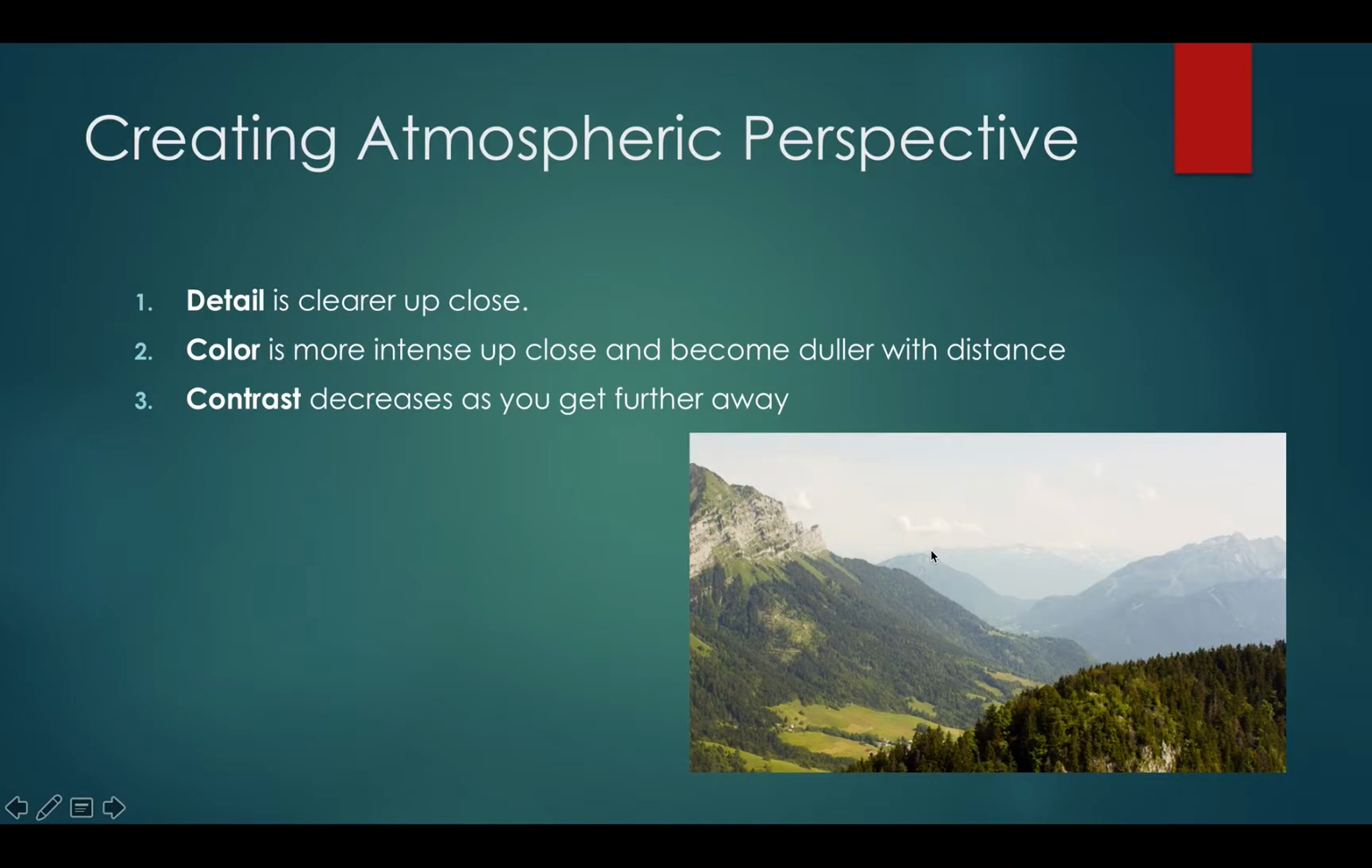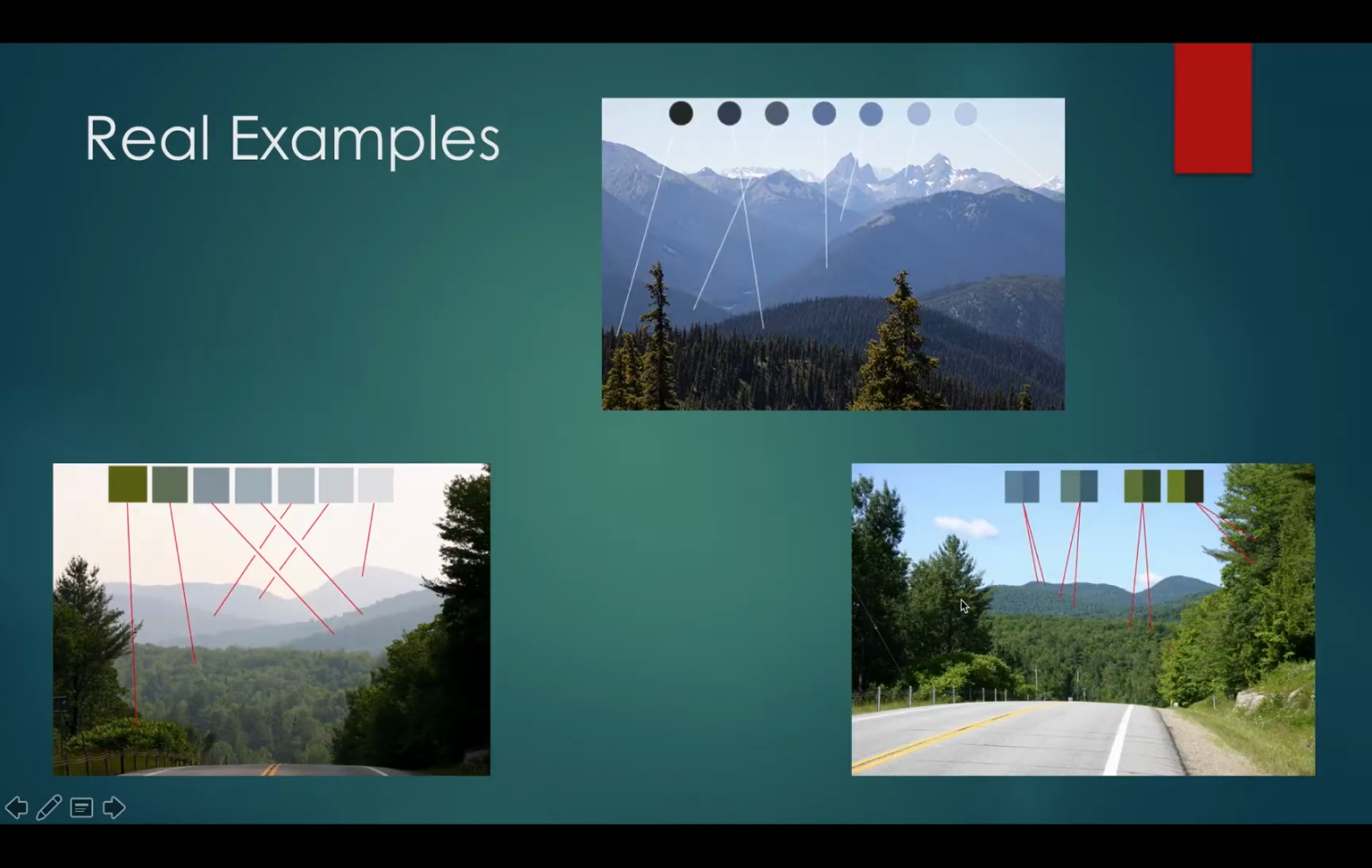So again, it's three things. We lose detail the further away we get. Color becomes more gray. And we also lose contrast the further away we get. So with each level of this picture that we're further away, you see we're losing more and more of that. So that's how we know those mountains are further and further away.